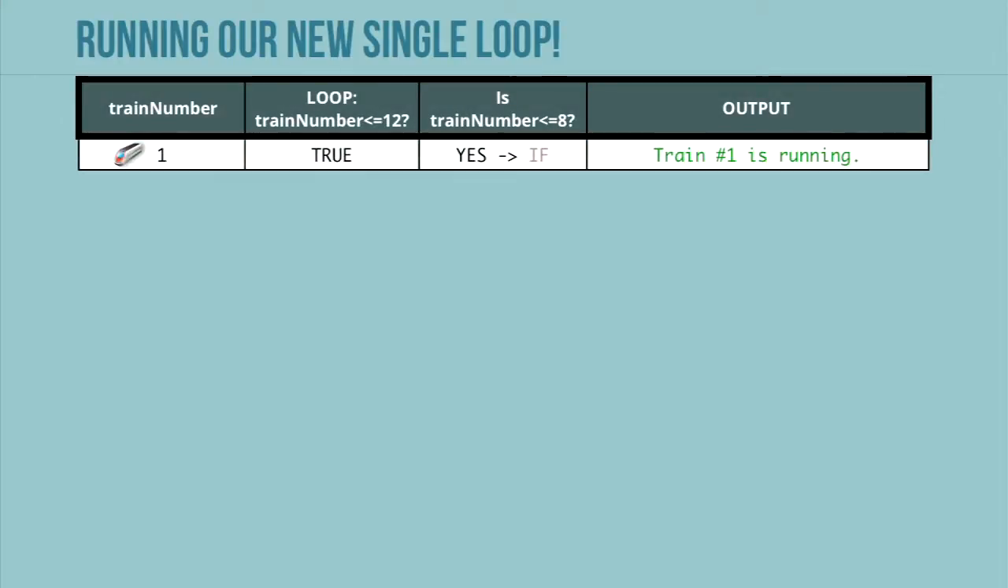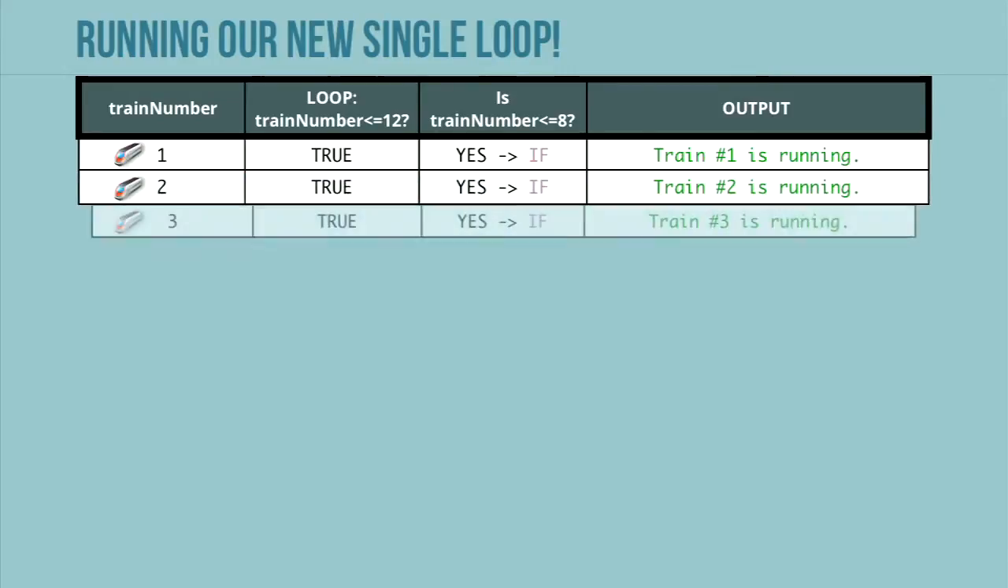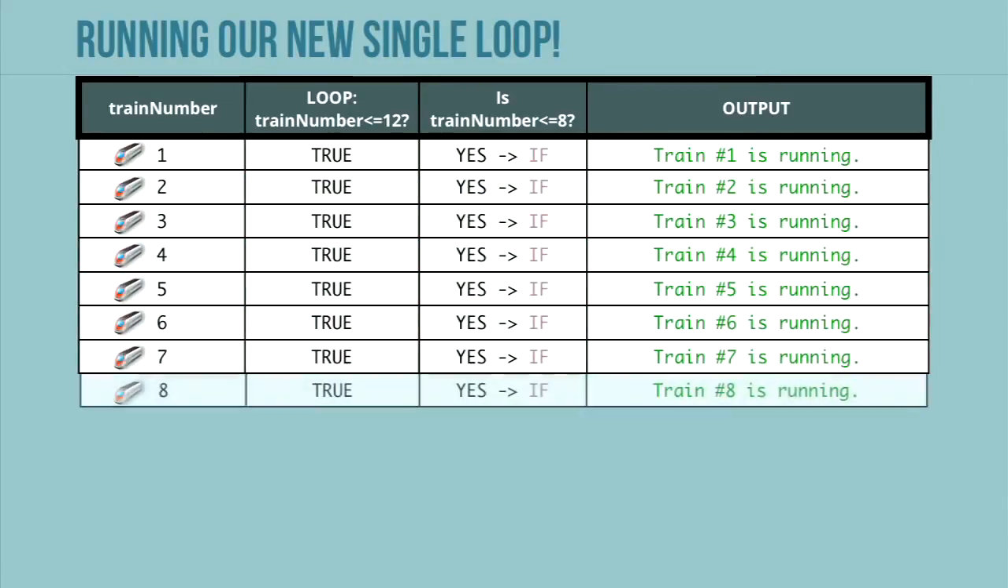So now let's run our new single loop with our special conditionals. We can see that when train number is 1, the first thing that happens inside the loop is it checks the loop condition. Is 1 less than or equal to 12? Yes, it is. That's true. So we will move forward with the loop. The loop will actually continue. And then it will check the condition. Is the train number 1 less than or equal to 8? Yes, it is. And so we will move into the if block and print out that train number 1 is running. That same procedure will happen all the way through train number 8, where we will get printouts that each one of those trains is running.